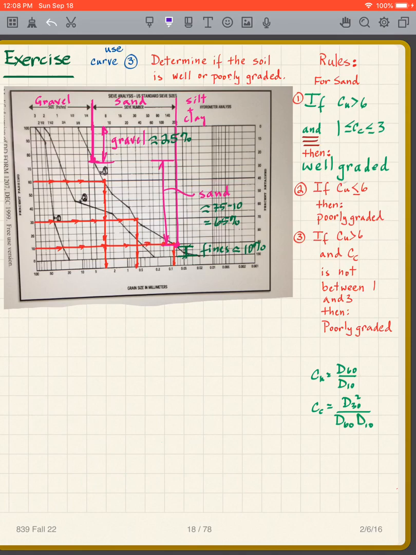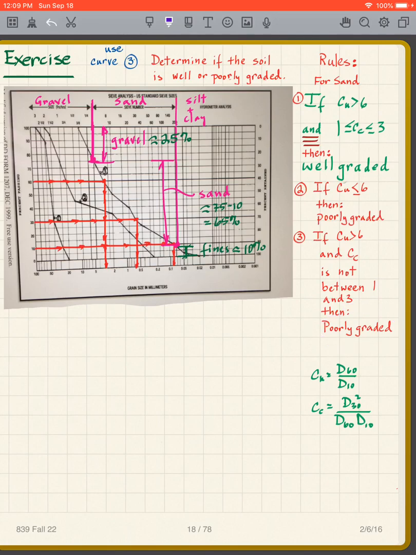Now the rules, so we've established that. So I'm looking at curve 3, I've gone through that, and then the rules for sand, since I have a sand, are these. If the Cu is greater than 6 and the Cc is between 1 and 3, then it's well graded. If the Cu is less than 6, it's poorly graded. If Cu is greater than 6 and Cc is not between 1 and 3, then it's poorly graded.